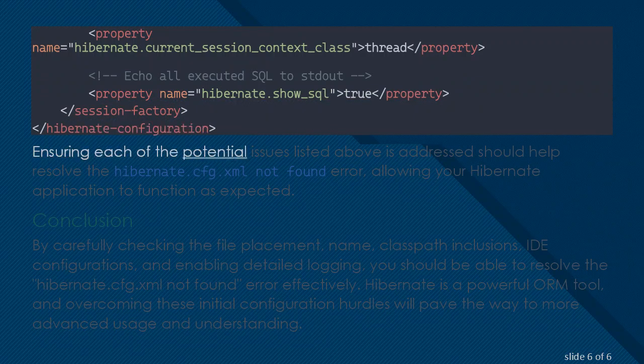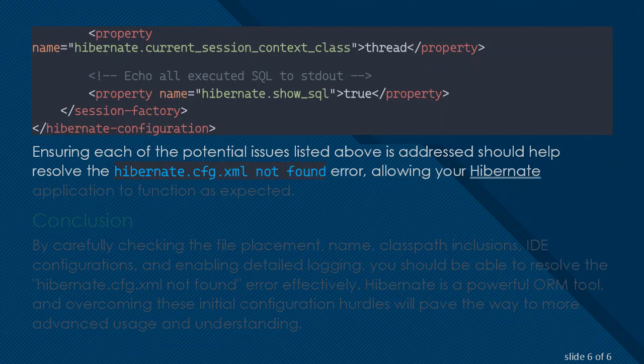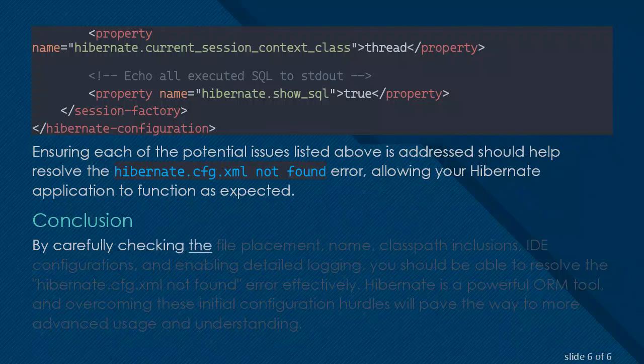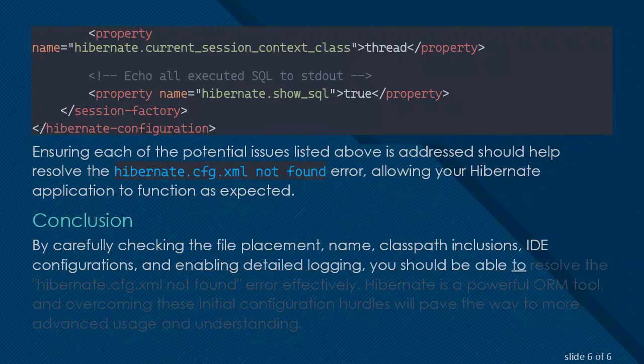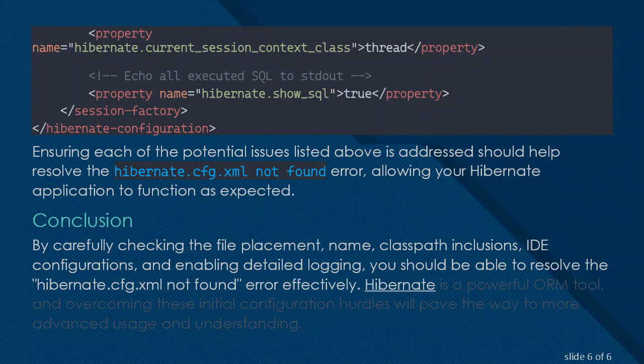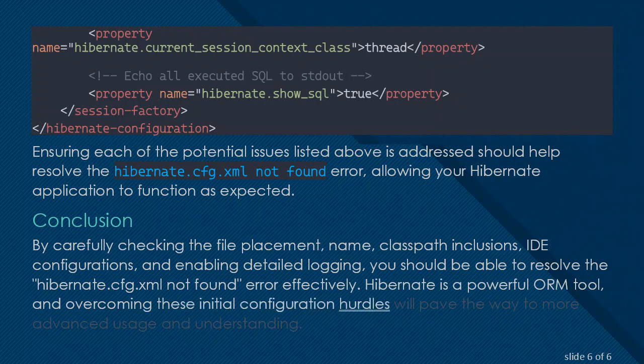Ensuring each of the potential issues listed above is addressed should help resolve the hibernate.cfg.xml not found error, allowing your Hibernate application to function as expected. Conclusion. By carefully checking the file placement, name, class path inclusions, IDE configurations, and enabling detailed logging, you should be able to resolve the hibernate.cfg.xml not found error effectively. Hibernate is a powerful ORM tool, and overcoming these initial configuration hurdles will pave the way to more advanced usage and understanding.